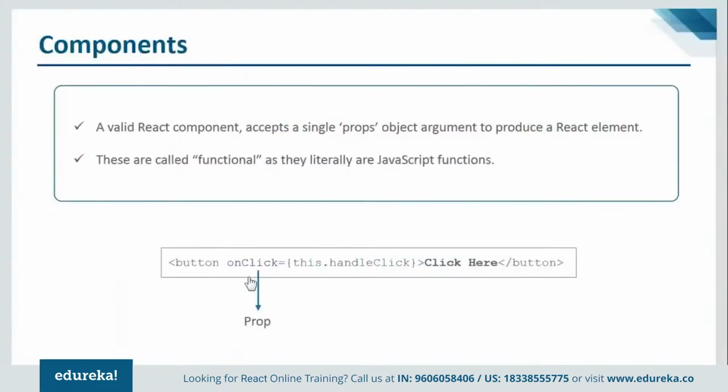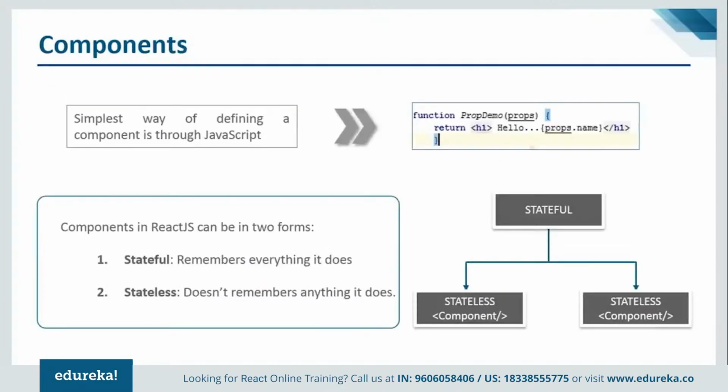Okay, so here a valid React component can always accept a single object argument and then produce a React element. Now these are called the functional elements, as they are literally JavaScript functions, as you can see. So here we are calling one handle click function. Now whenever this function is called, it will always return us one HTML representation. So that's why these are called the functional elements. In addition to this, we can simply define a component through JavaScript. As you can see, here we are creating one function which is named prop demo. It is accepting one props and then it is returning one HTML representation. So this is how the components work.